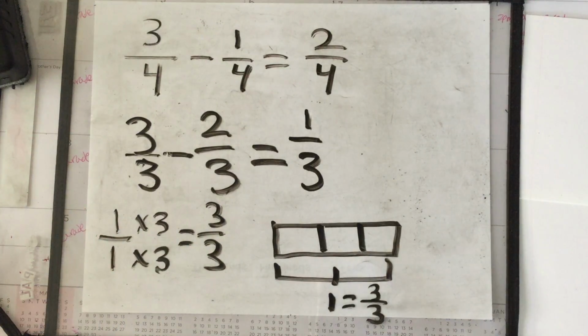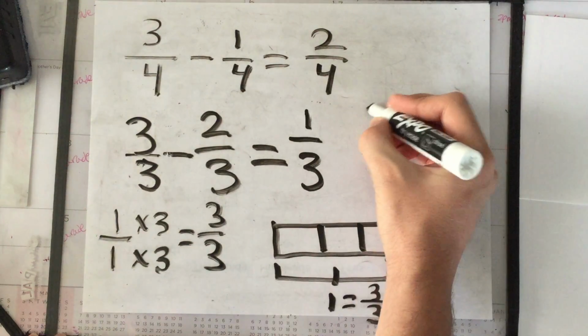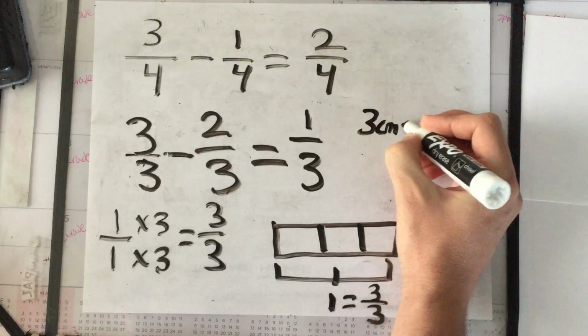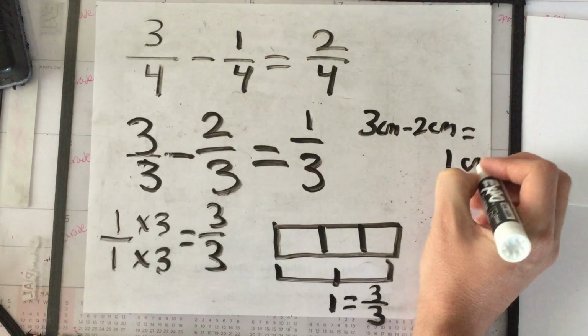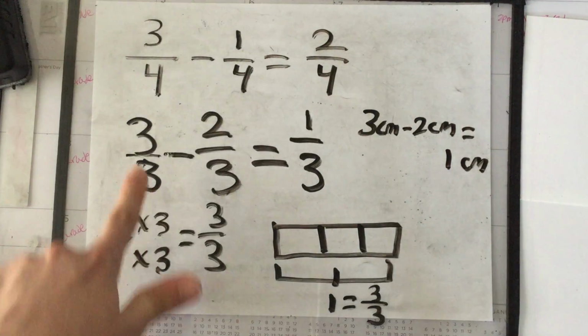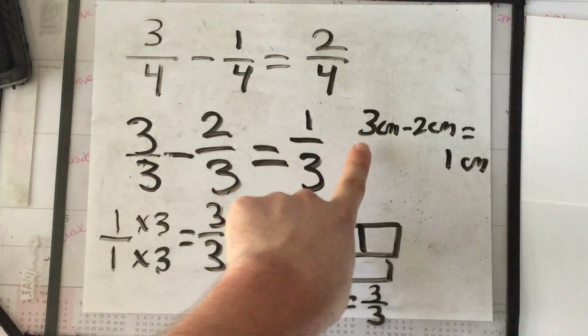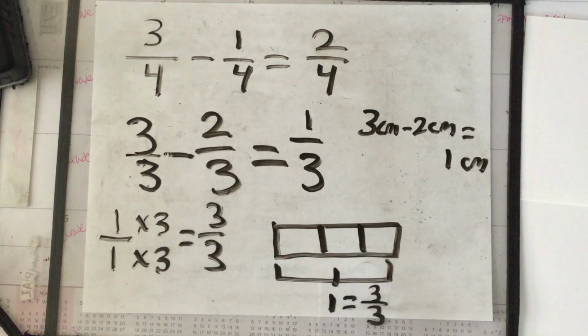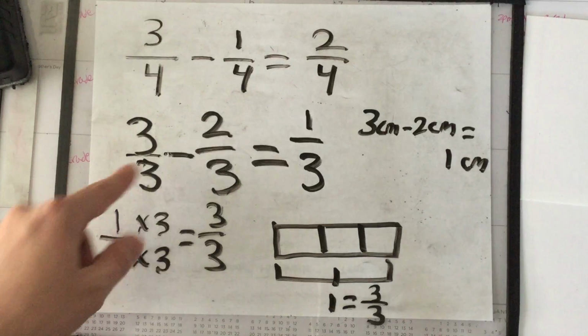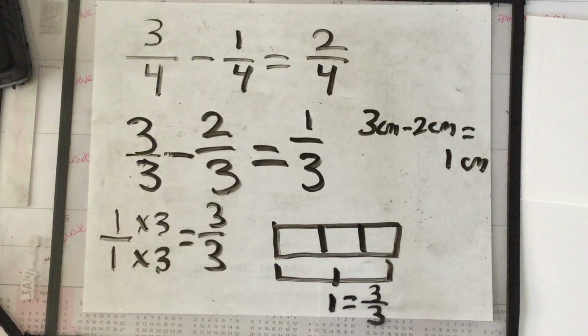It doesn't change. Think of it like when we did something like this. 3 centimeters minus 2 centimeters equaled 1 centimeter. 3 minus 2 equals 1. 3 minus 2 equals 1. The unit came along for the ride. It didn't go anywhere. 3 centimeters minus 2 centimeters equals 1 centimeter. 3/3 minus 2/3 equals 1/3.